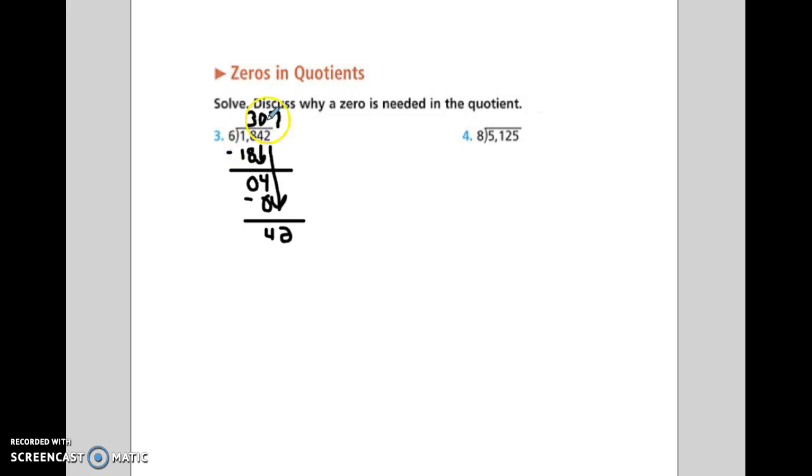And then I go ahead and do my multiply. 6 times 7 is 42. And then I do my subtract, sister, and it was 0. And there's nothing to bring down, so then I have a remainder of 0. Okay, so again, that 0 placeholder is really important because if I wouldn't have had it, I would have got an answer of 37. And obviously, 6 goes into 1,842 way more than 37 times. Okay, so when you divide, if you get a 0, you have to write the 0. It is needed in the quotient to get the correct answer.